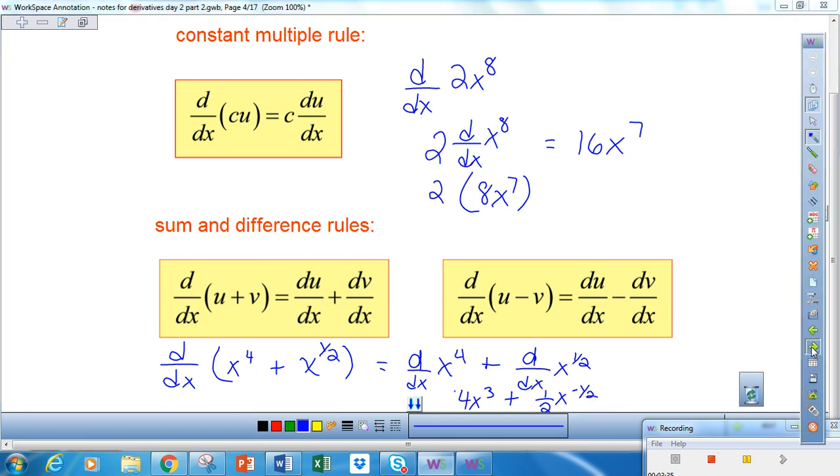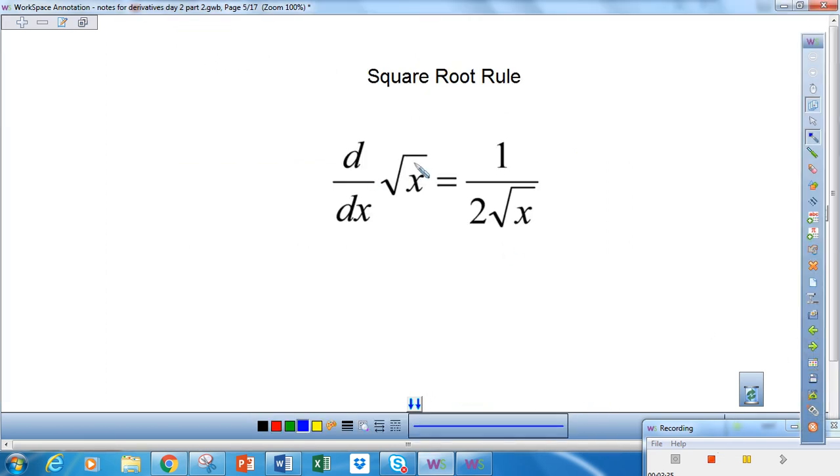Yes, so the derivative of the square root of x, or x raised to the 1/2, can be written like this. And we've just seen why this is true, because I can write this as x to the 1/2 and then just use the power rule on it.